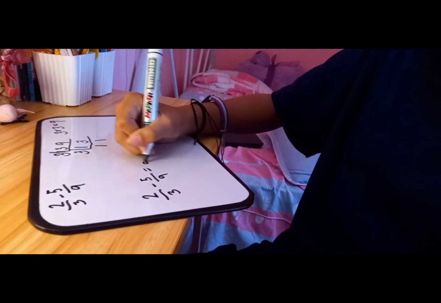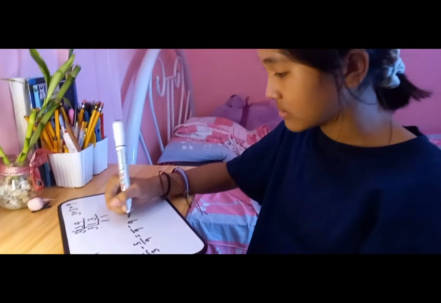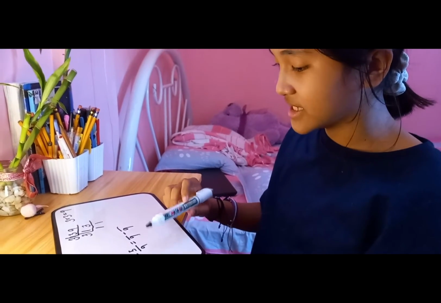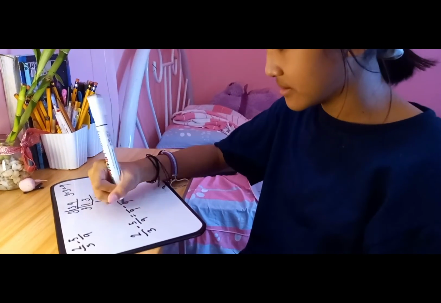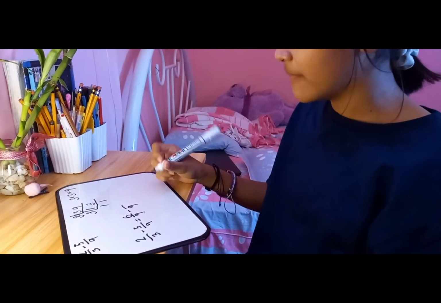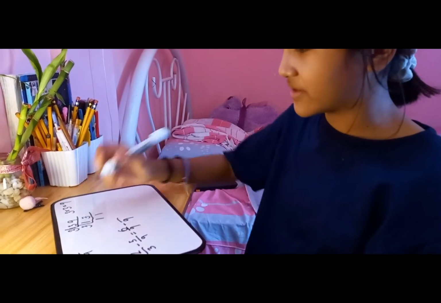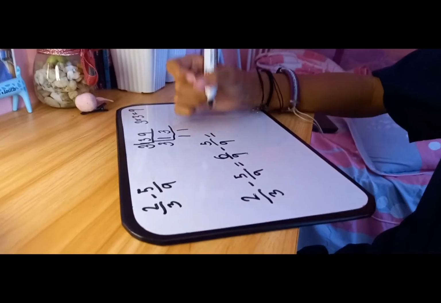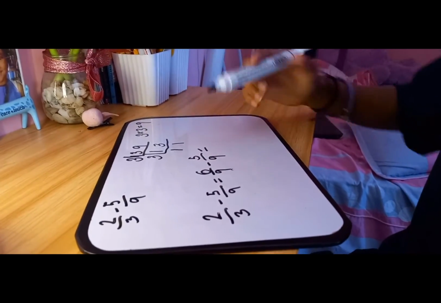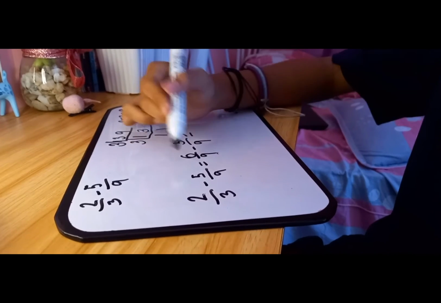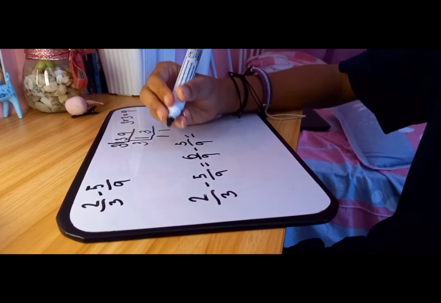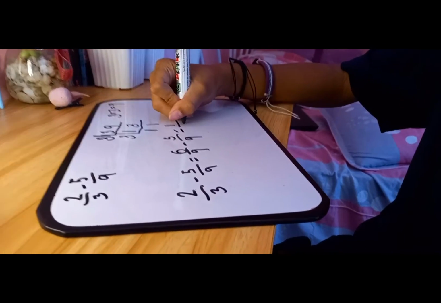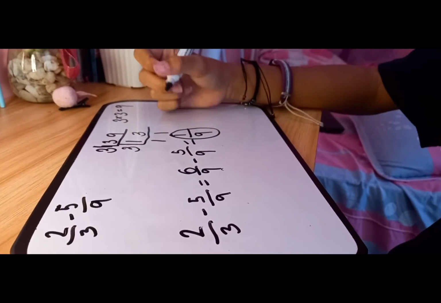We're gonna copy our LCD. So 9 divided by 3 is 3 times 2 equals 6. 9 divided by 9 is 1 times 5 is 5. Okay, so we're gonna subtract our numerators. So 6 minus 5 is 1, and then copy our denominator 9, and this is our final answer.